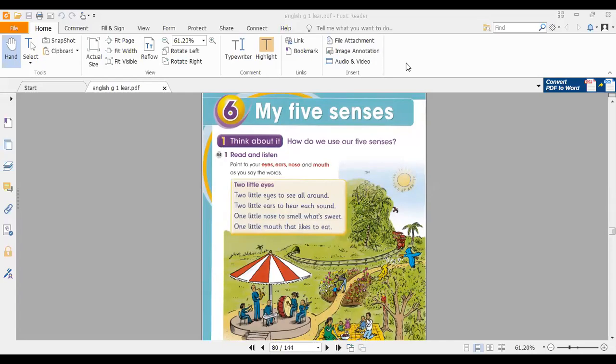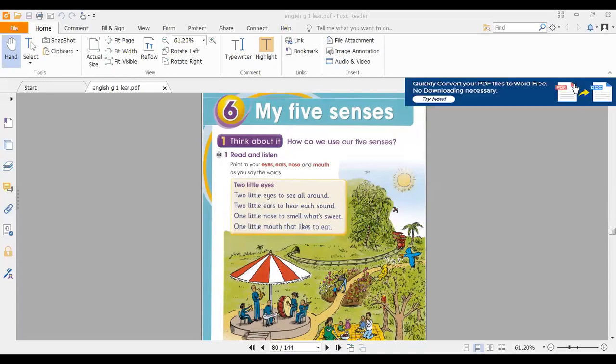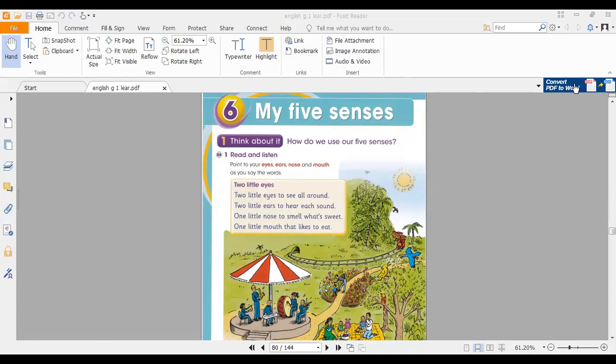So before we start our lesson 1, how do we use our five senses? We are going to listen to the audio track. Read and listen. Point to your eyes, ears, nose, and mouth. So, what you are going to do, boys, when I play the track, you should listen to it carefully and you should point to your eyes, ears, nose, and mouth.